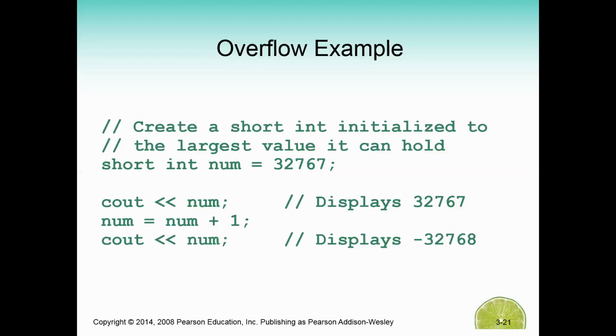Here they're just giving us the example. First, they created a short and initialized it to the largest value that it can hold. What is the largest value that it can hold? A short int is going to be 32,767. So here it is. And we display that. And then we try to add 1 to the 32,767. What happens here? I cannot hold a 32,768. So when I display this num, this is going to display a wrong value. This is not correct. This error, we call it an overflow.